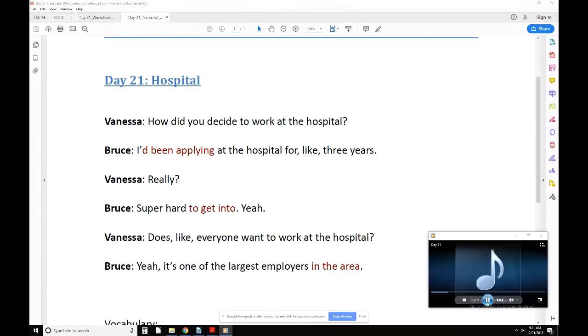How did you decide to work at the hospital? I've been applying at the hospital for like 3 years. Really? Super hard to get into. Yeah. Does like everyone want to work at the hospital? Yeah, it's one of the largest employers in the area.